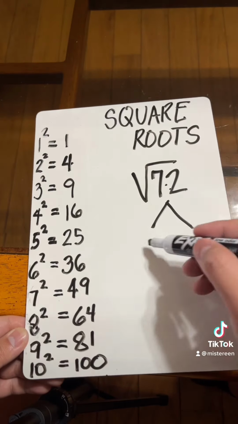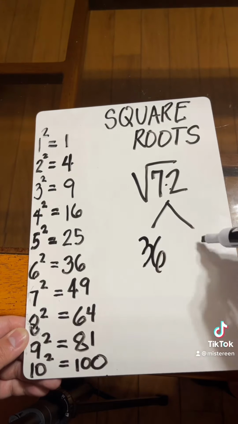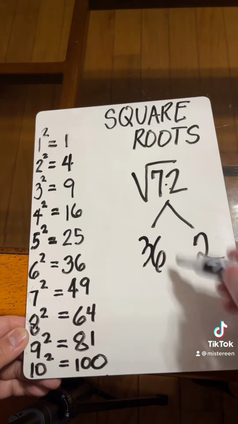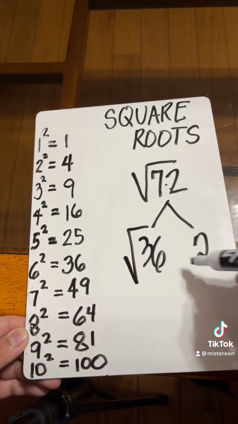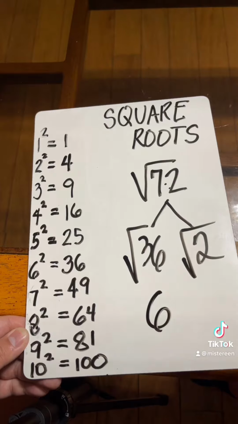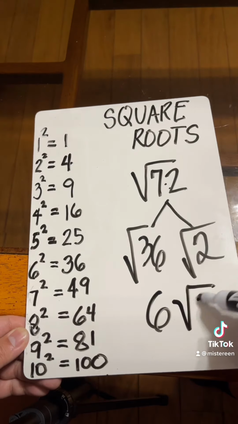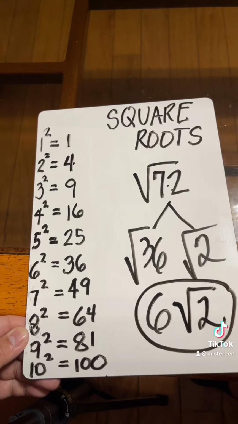Because 72 divided by 36 is equal to 2. So you have 36 and 2. 36 times 2 is 72. Now you take the square roots. The square root of 36 is 6. So I have 6 here. The square root of 2 is not perfect. It's not on the list. So just bring it down. And so this is your simplest form.